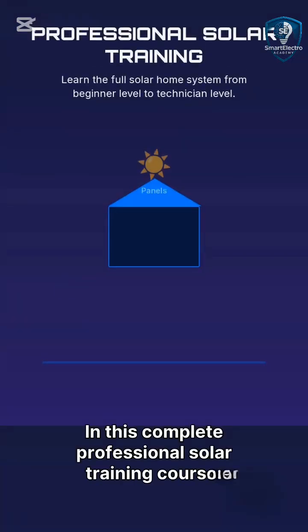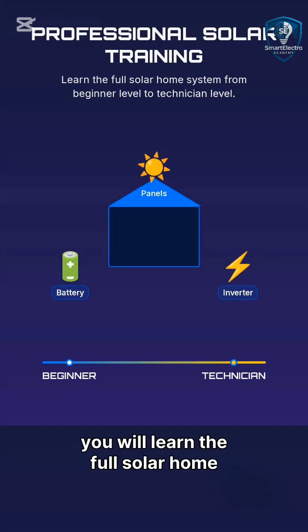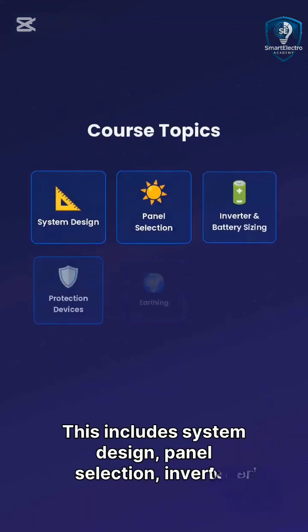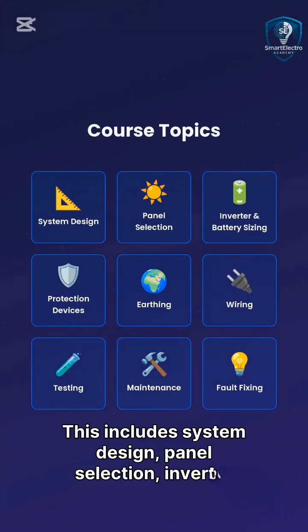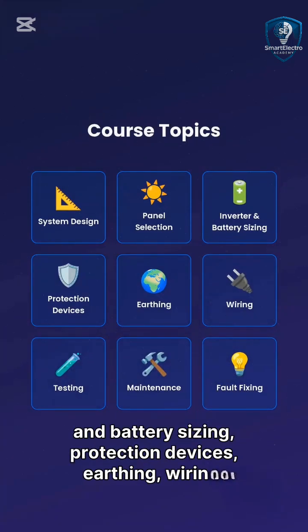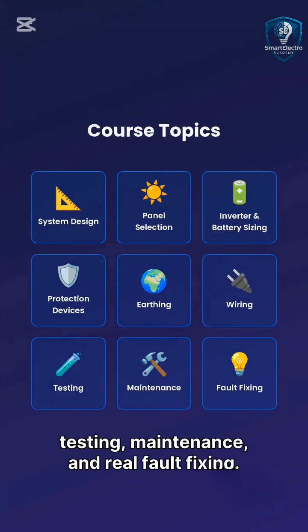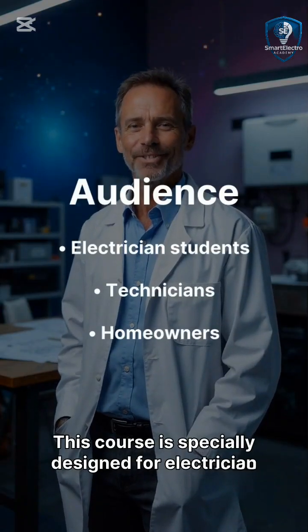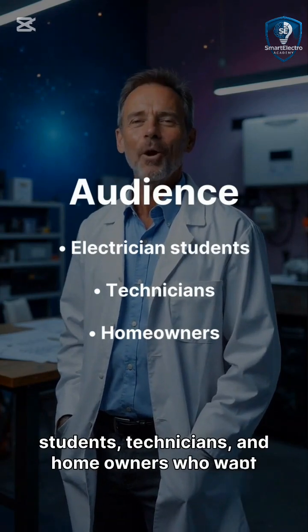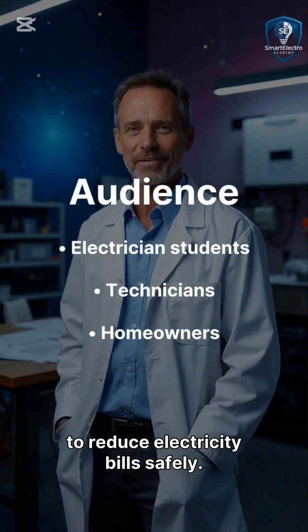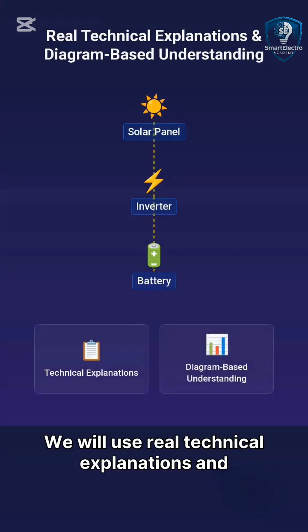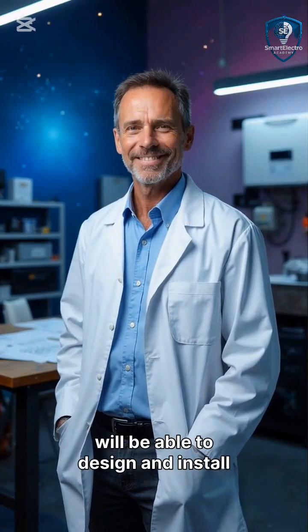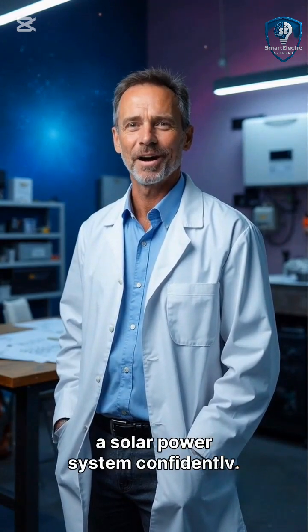In this complete professional solar training course, you will learn the full solar home system from beginner level to technician level. This includes system design, panel selection, inverter and battery sizing, protection devices, earthing, wiring, testing, maintenance, and real fault fixing. This course is specially designed for electrician students, technicians, and homeowners who want to reduce electricity bills safely. We will use real technical explanations and diagram-based understanding. By the end of this training, you will be able to design and install a solar power system confidently.